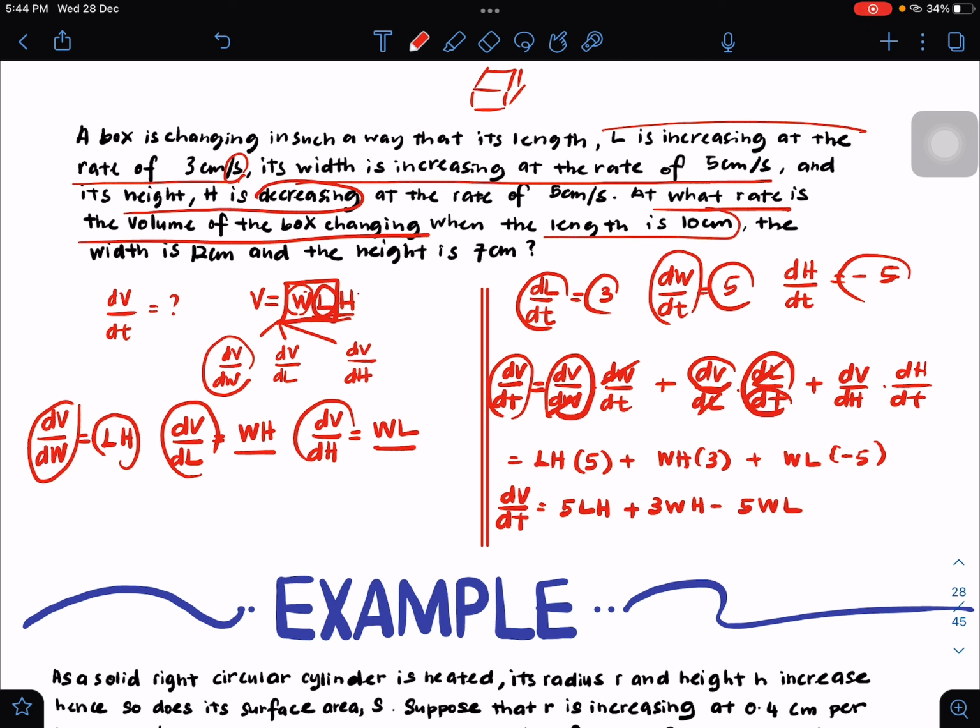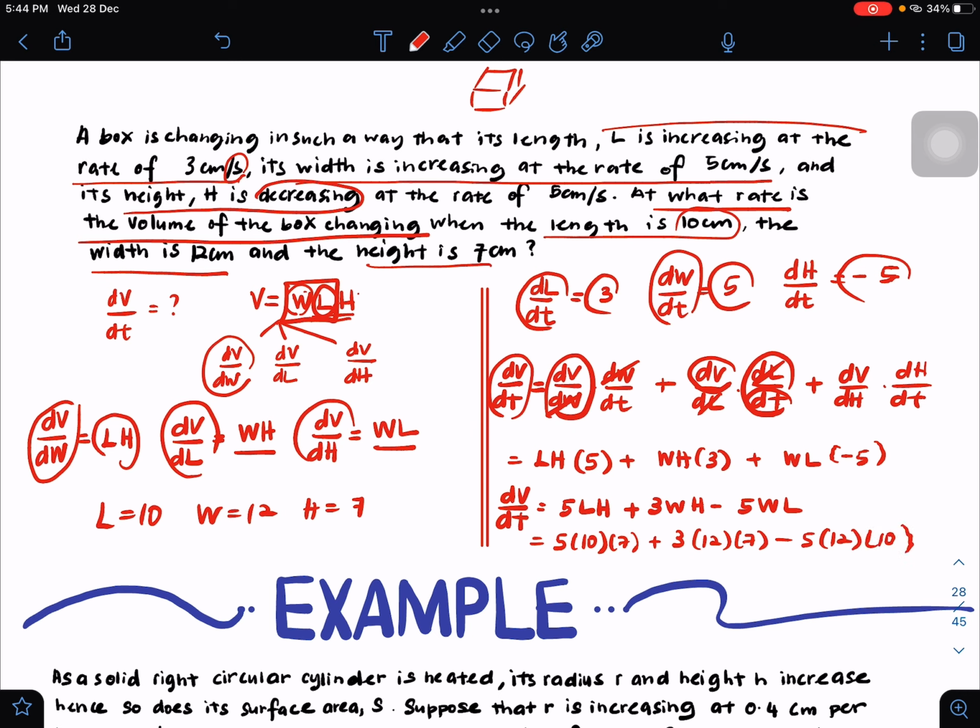Length dia bagi 10. So L kita 10. Width dia bagi 12. So width kita 12. And height is equal to 7. So apa yang kita perlu buat? Gantikan sahaja value. 5, L kita 10, H kita 7. Tambah 3, W kita 12, H kita 7. Tolak 5, W kita 12, L kita 10.